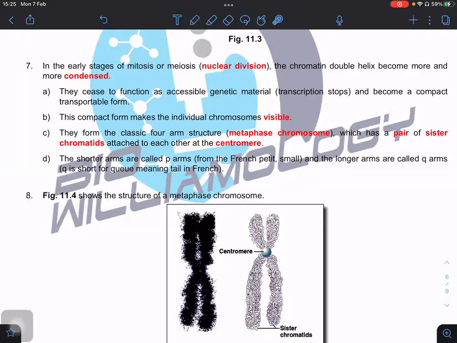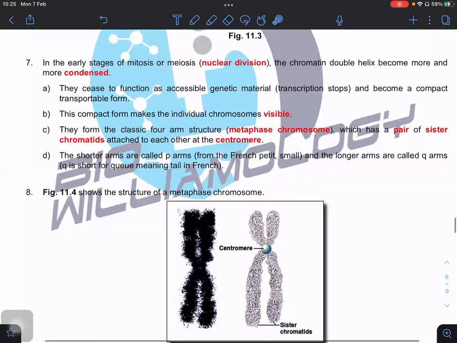Because of the position of the centromere, we have a short arm and a long arm. The short arm is called p, for petite, meaning small, and the longer arm is called the q arm. Can you see that? The long arm. And we have the short arm.